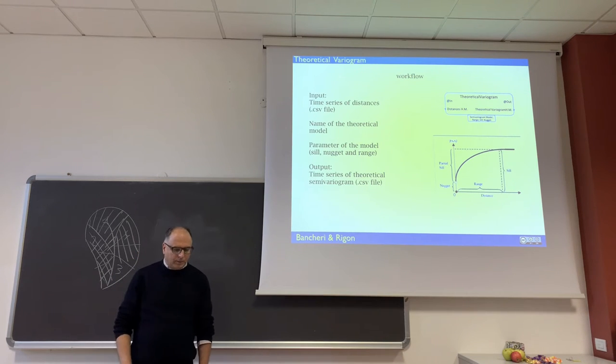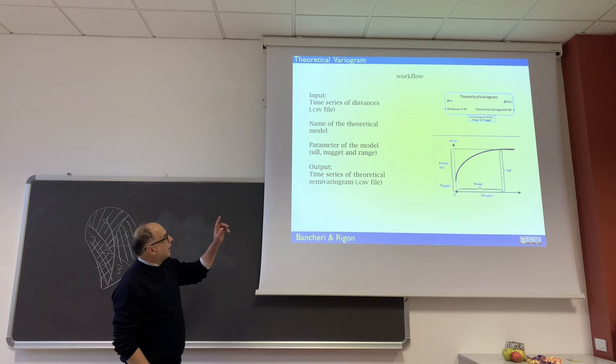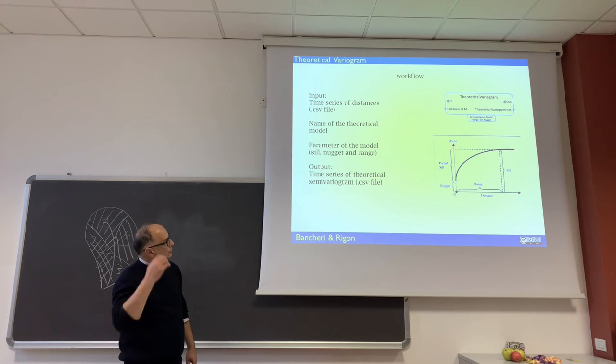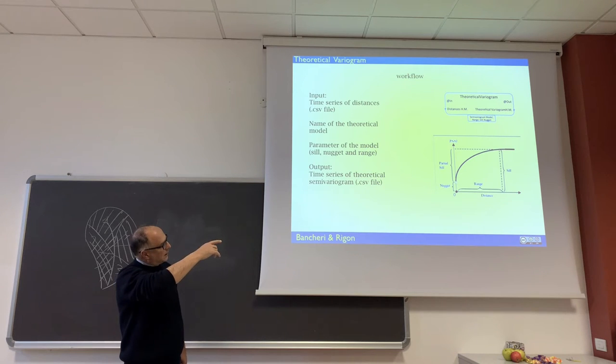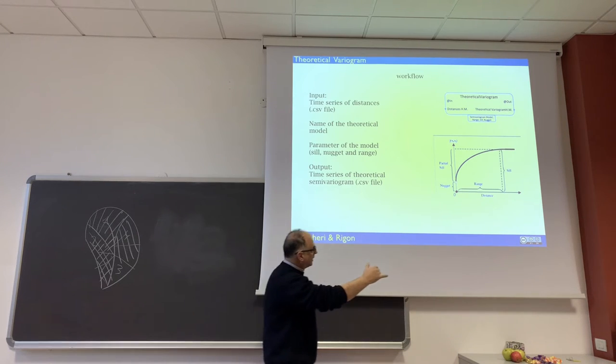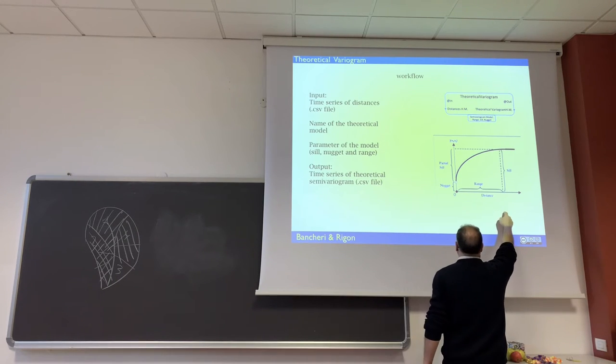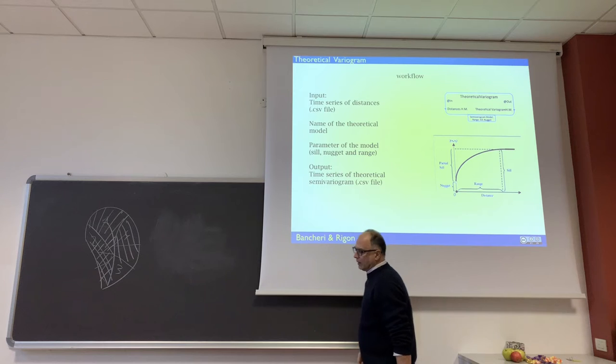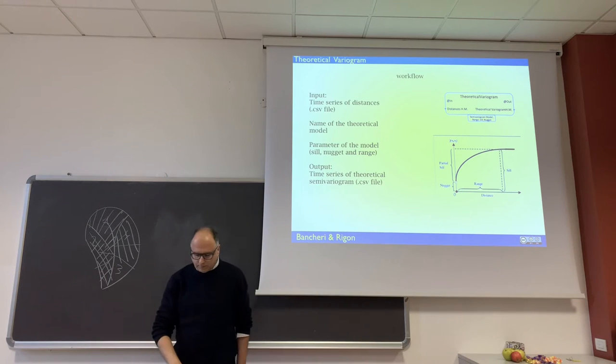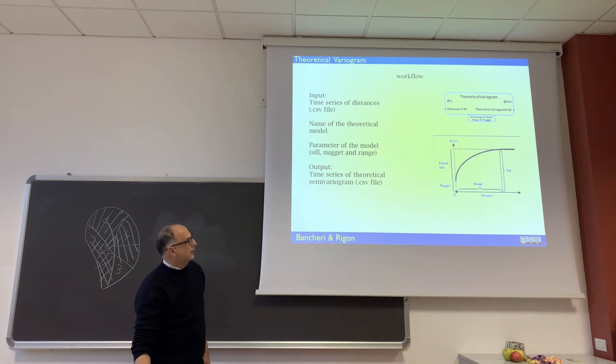Okay, we have an input, the time series of distance, and the name of the theoretical model. We choose the parameters of the model, which are three in this case: nugget, sill, and range. Range is the distance over which the semivariogram saturates the sill. And then we have the time series of theoretical semivariogram.